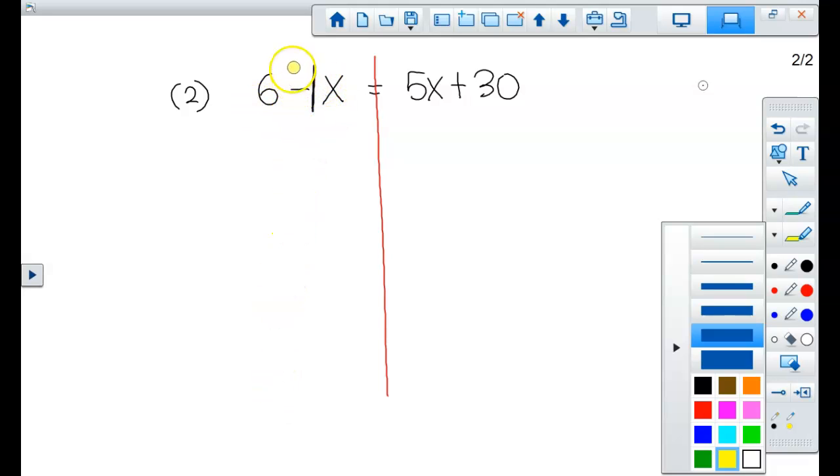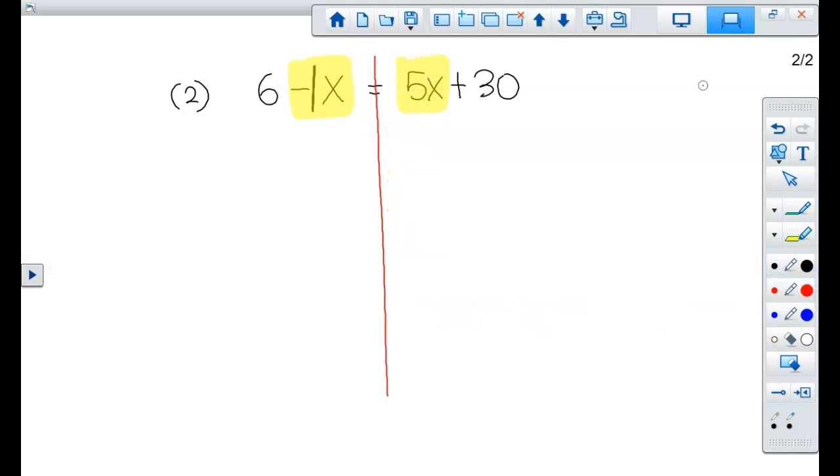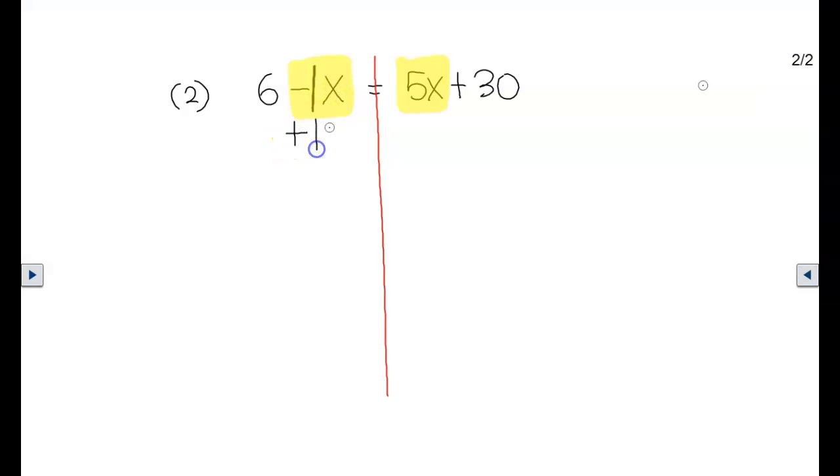On this side, I see negative 1x. Notice how I'm grabbing that sign in front of him. That's really important. On this side, I see 5x. So who is smallest, negative 1 or positive 5? And the answer, of course, is negative 1 is smallest. So I'm going to cancel out negative 1x by doing the opposite and adding 1x.